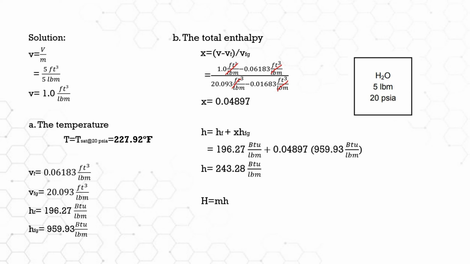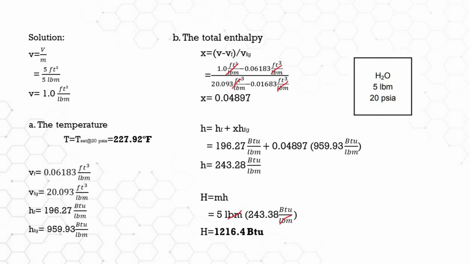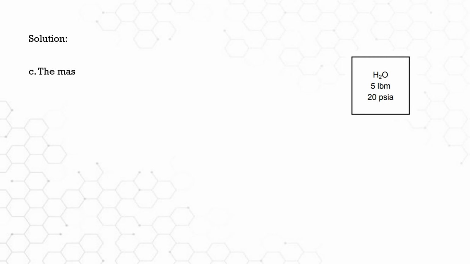So in total, our total enthalpy, we use the formula total enthalpy equals mass times specific enthalpy. We have 5-pound mass multiplied by 243.28 British thermal unit per pound mass. Then crossing out the same units, we have 1,216.4 British thermal unit. Lastly, we are going to determine the mass of each phase, but before that, we are going to solve first the mass at saturated vapor phase.